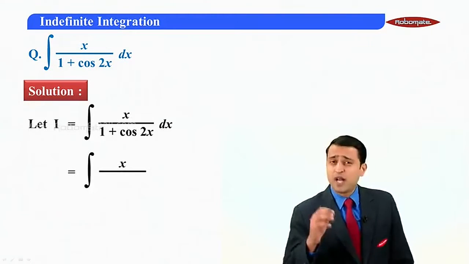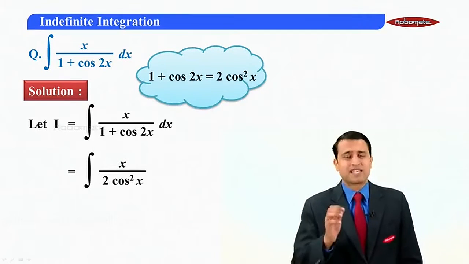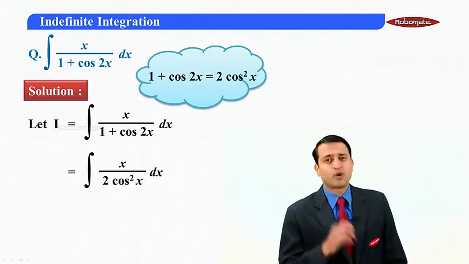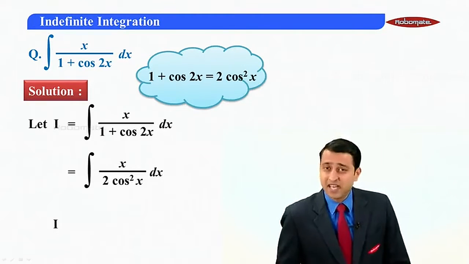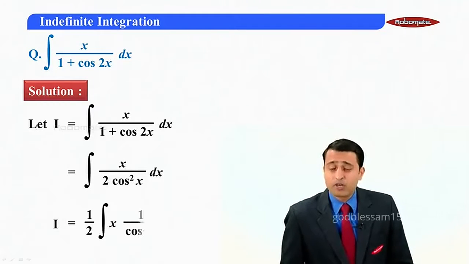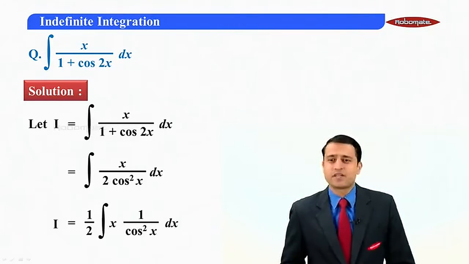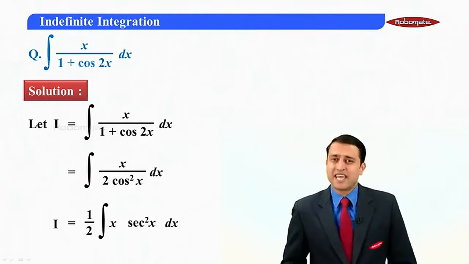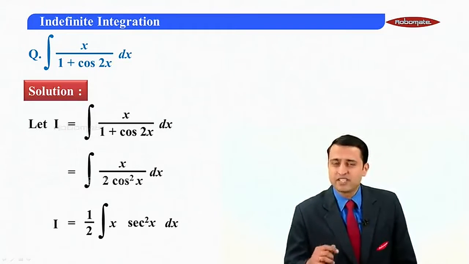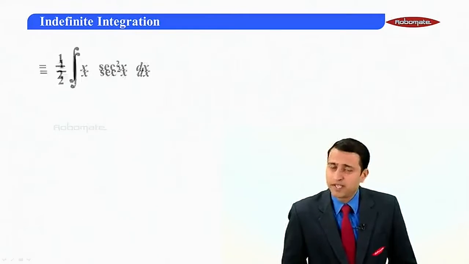Let me write that 1 plus cos 2x as 2 cos square x. That's my standard formula. So we very well know that 1 plus cos 2x is nothing but 2 cos square x. So in the next step, shall I write this as 1 by 2 outside the integral x upon cos square x, and 1 upon cos square, can I say it is nothing but sec square. So let us write this as x into sec square x, and this integral we have already seen in the earlier module. Let's evaluate this by applying u into v rule.